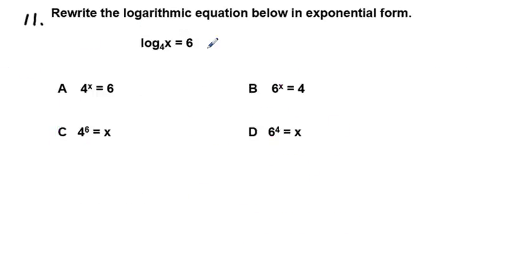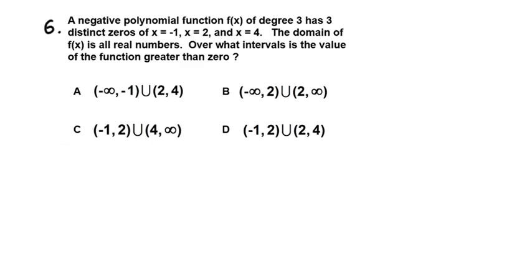Next one, rewrite the logarithmic equation below in exponential form. And so for this, we're just going to take the base of the logarithm, which is 4, and do a switcheroo. We're going to move that x over here to the right and the 6 over here to the left. So we're going to have 4 to the power of 6 is equal to x. And so our correct answer is C. That should have been a pretty easy problem.